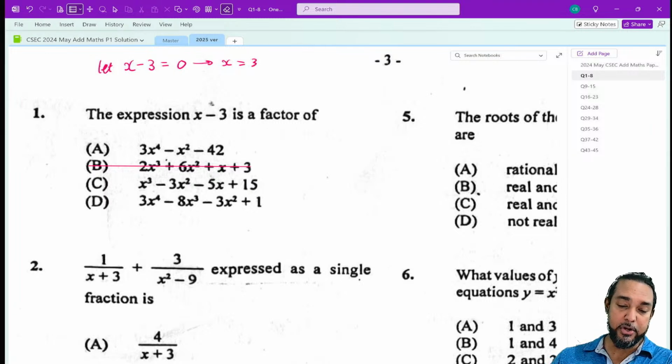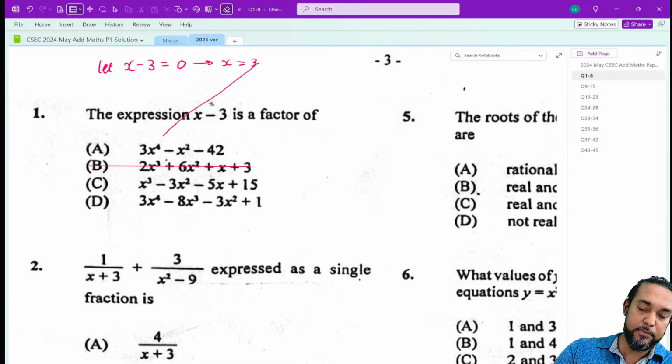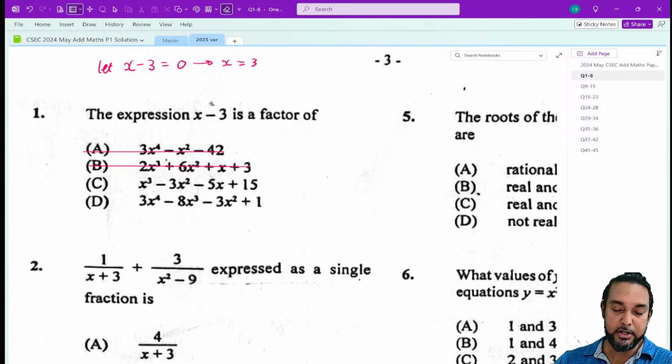In item A, we can do some quick maths. 3 to the 4th power is 81. 81 by 3 is 243, and 3 squared is 9. You're minusing 51 from 243, so that's not going to be equal to 0, so that is also out as well. So really and truly, we only have 2 items in the running, which are item C and item D.